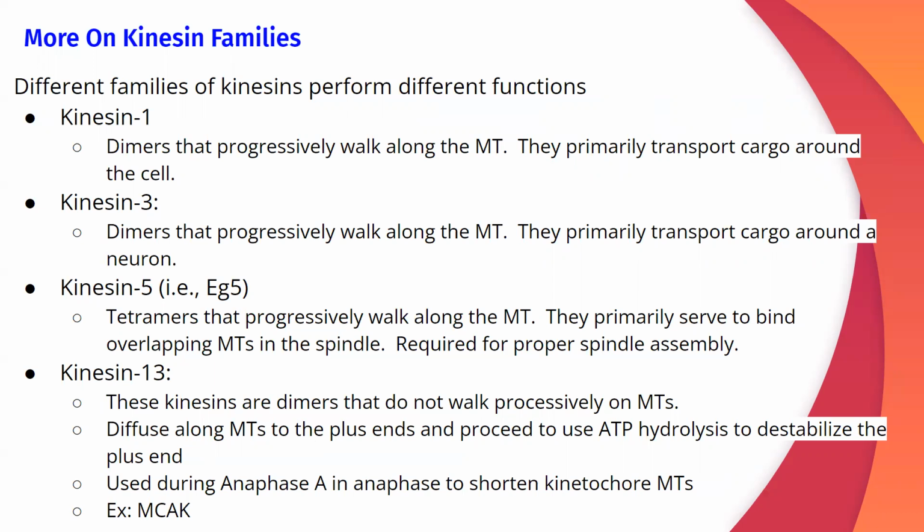Our kinesin 5, that's like Eg5, and they will walk on microtubules at one end and then grab them on the other, so they're tetramers. It's kind of like they have feet at both ends. And our kinesin 13s do not walk processively on the microtubules. Those are the ones that I was thinking of. They just kind of diffuse along and destabilize the plus end. And they're used in anaphase A to shorten our kinetochore microtubules at the plus end to kind of pull them towards the spindle. And MCAK is an example of that.